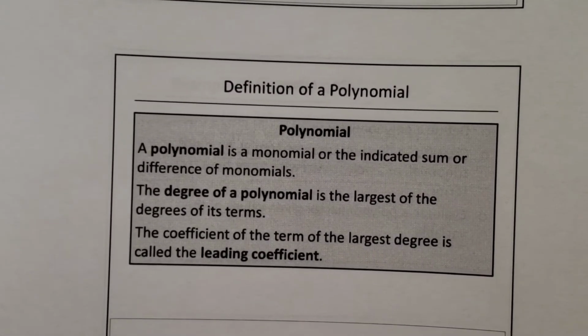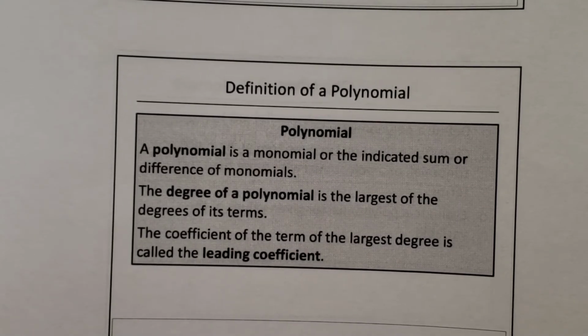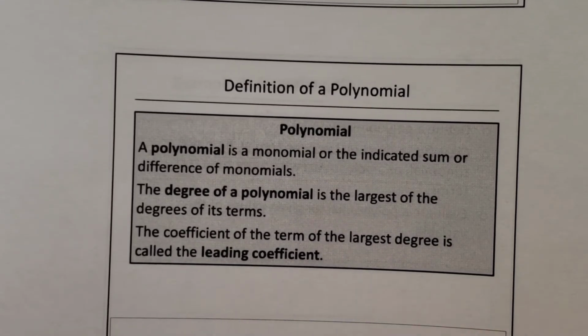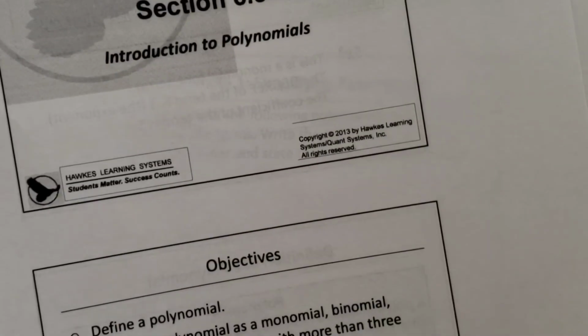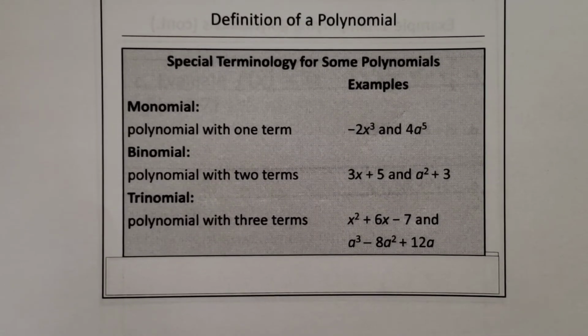So a polynomial is a monomial or the indicated sum or difference of monomials. In other words, if it has more than one term, then it's still a polynomial. The degree of a polynomial is the largest of the degrees of the terms. In other words, the largest exponent. And the coefficient of the term of the largest degree is called the leading coefficient. So we will look at examples like that. I know right now that's a little unclear. So let's look at some examples of polynomials.